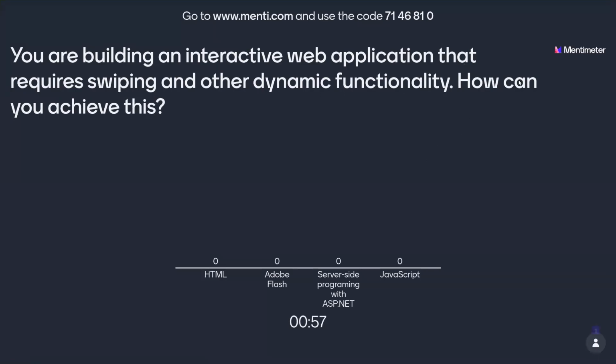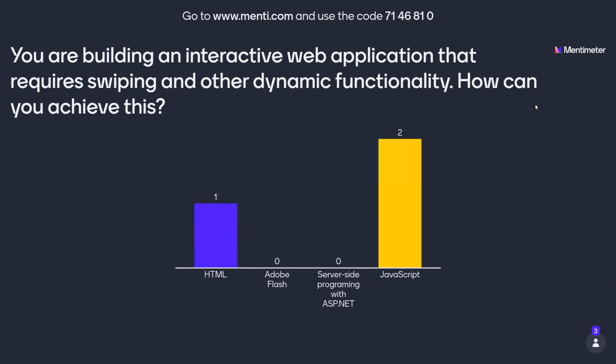You are building an interactive web application that requires swiping and other dynamic functionality. How can you achieve this? How do we get dynamic functionality in our web applications? That was quick, guys. Okay, the correct answer is JavaScript. You need to be patient. A lot of you answered very quickly.